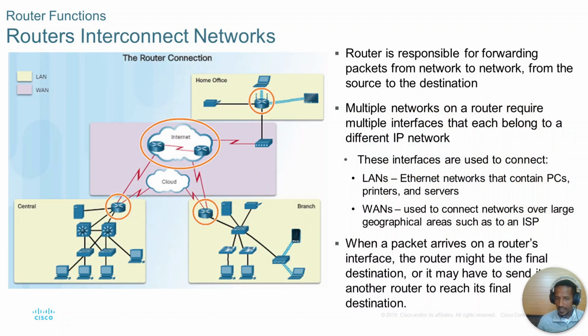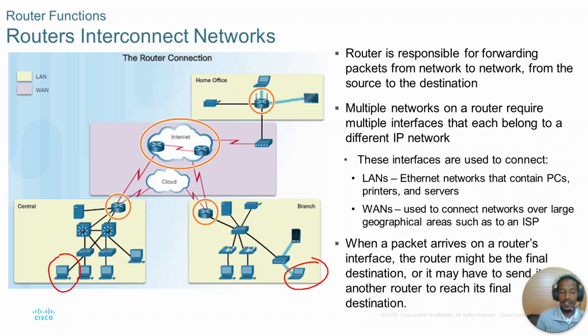So we have said that the router will be responsible for forwarding packets. Let us say that if this PC wants to send a message to this PC, you do know that there are multiple paths the data can take from this PC to this PC. So that's the purpose of the router.